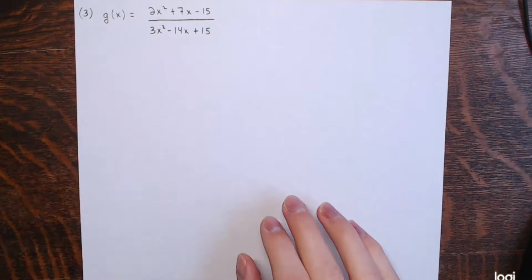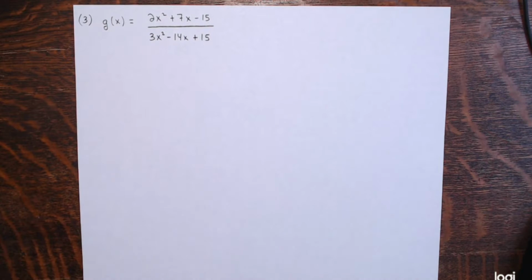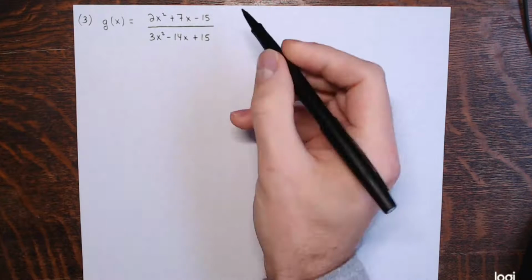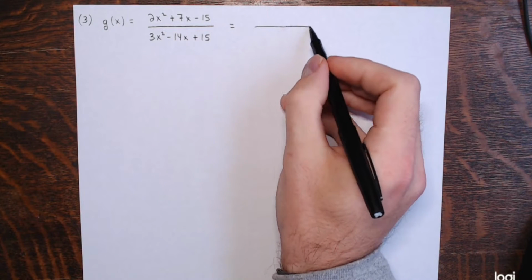Let's do that again. Alright, so this time we have a degree 2 divided by another degree 2. And I'm going to do the same stuff I've been talking about. First, let's factor the numerator and denominator.